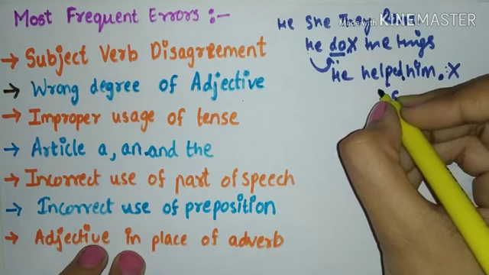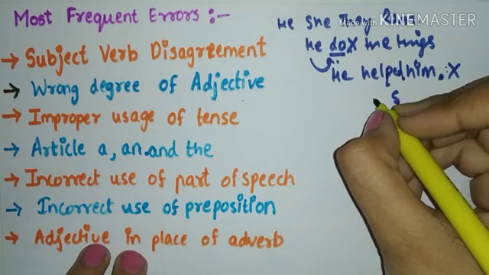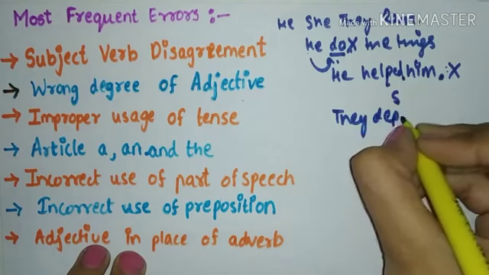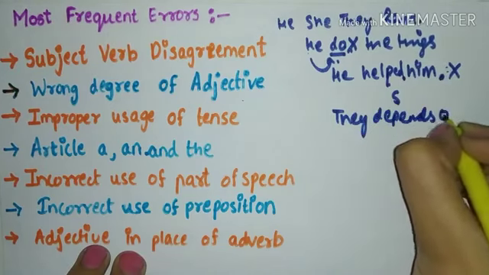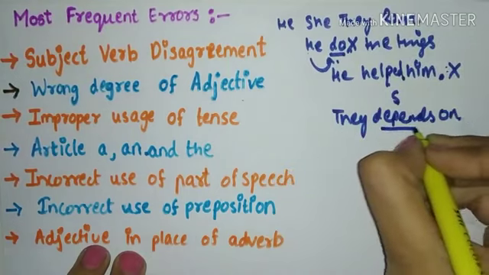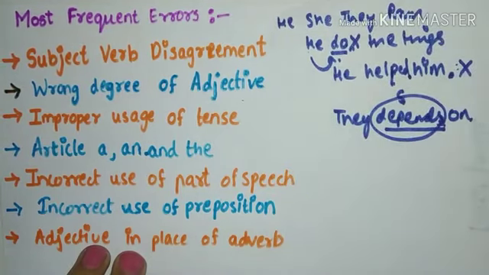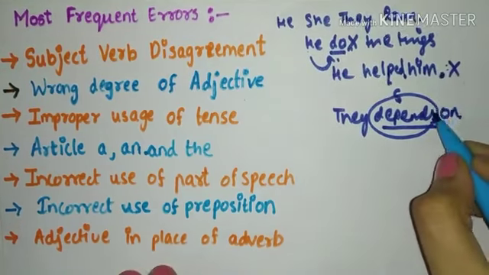Again, like "they depends upon", okay, "they depends on", this is also incorrect. Depends is something which is used with a singular subject. Why? Because of the usage of s.